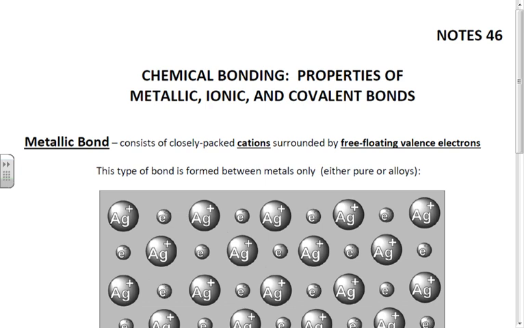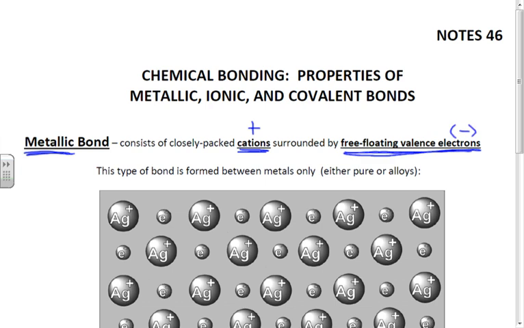The first type of bonding we're going to look at is metallic bonding. And we can guess by the name that it's going to be occurring in metals. It consists of closely packed cations, those are our positive ions, surrounded by free-floating valence electrons. Remember, electrons have a negative charge.